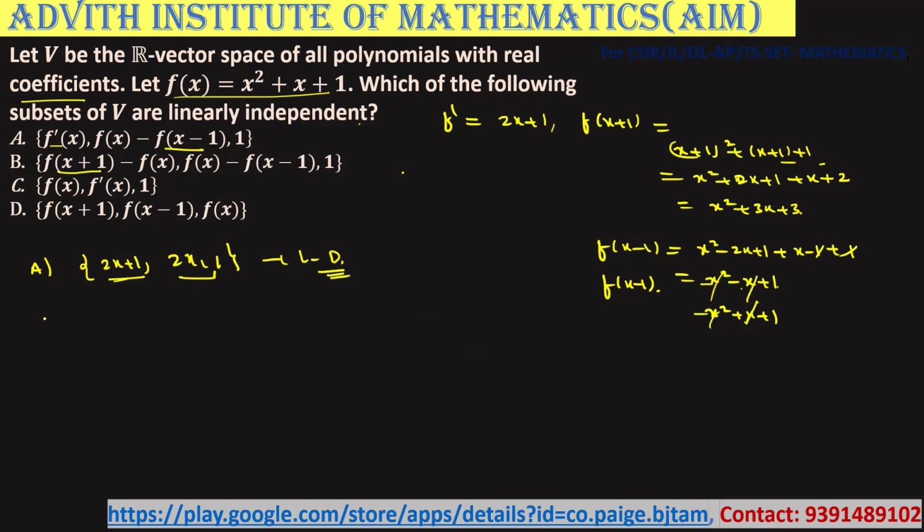What is B, sir? f of x plus 1 minus f of x. So f of x plus 1 equals x square plus 3x plus 3 minus f of x, minus x square minus x, x square getting cancelled. 2x plus 2, kada. So f dash of x, what happened? f of x plus 1 minus f of x equals 2x plus 2.